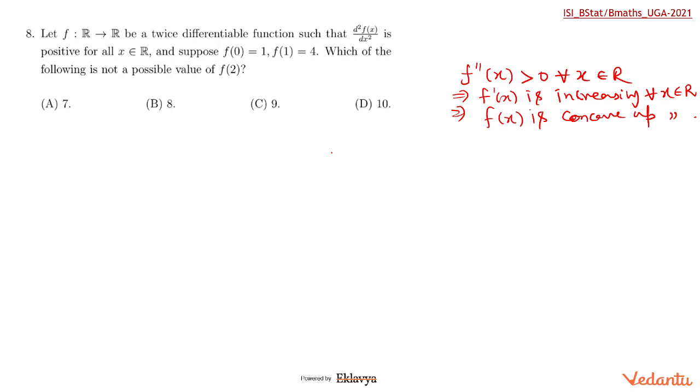So what will happen in a concave up graph? The value at 0 is 1. Suppose here we have 0, 1, 2, like this: x equal to 0, x equal to 1, x equal to 2. As the graph is concave up, the slope of the chord will increase. The tangent is also increasing, and the slope of the chord, if you take equal intervals like this, will increase, right?